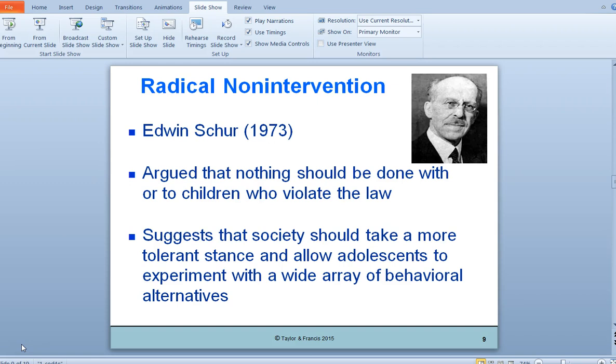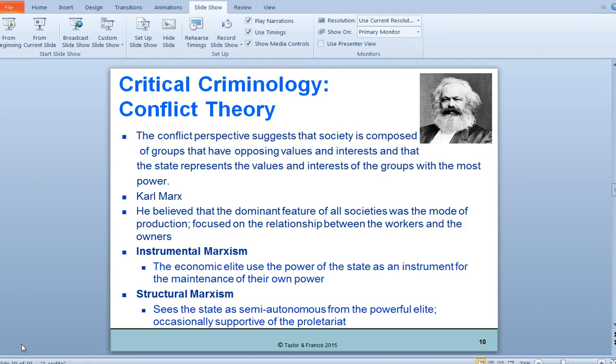He also said that there's an absence of data that really tests the labeling perspective. And so now we're going to move to critical criminology, which is still under the umbrella of the social reaction theories. Karl Marx is a man that is strongly associated with conflict theory and critical criminology.